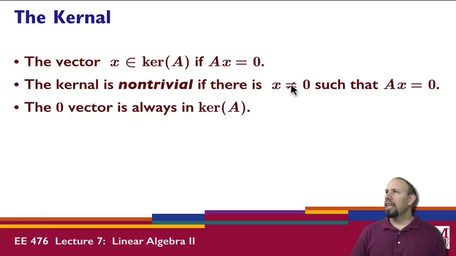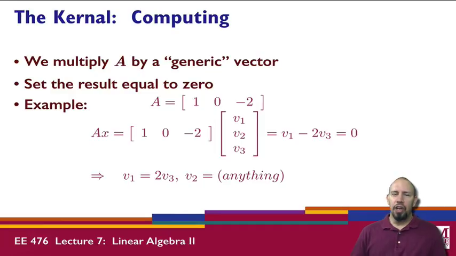So if there is something that's not 0 in the kernel of A, then we say that kernel is non-trivial. Again, 0 is always in the kernel of A. So how would we define the kernel of a matrix? Well, we start by multiplying by a generic vector, set the result equal to 0, and see what you get.